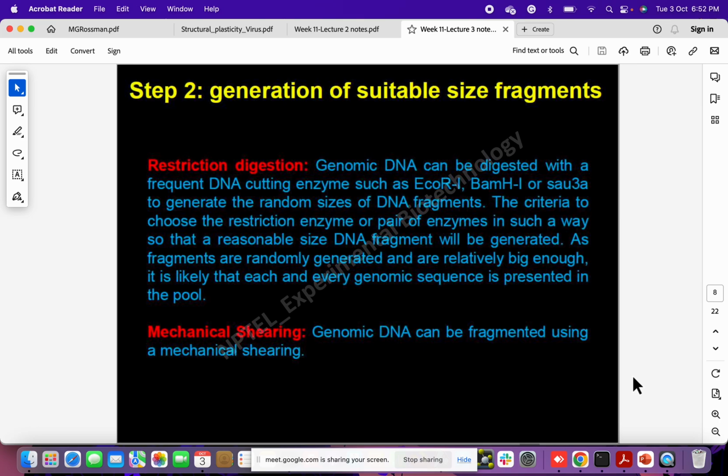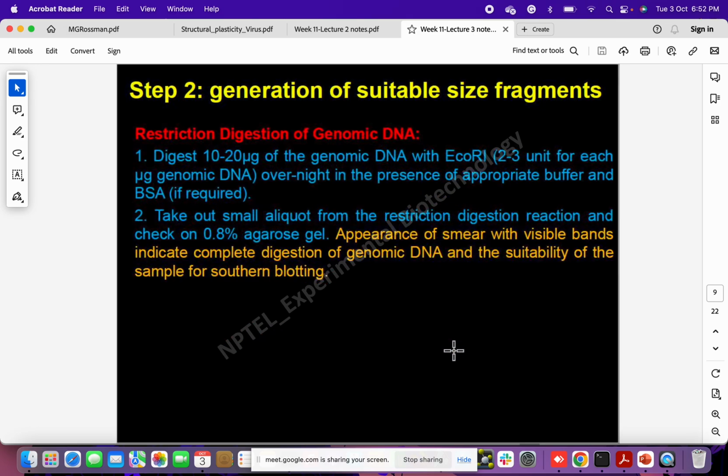Generation of suitable size fragments: restriction digestion. Genomic DNA can be digested with frequent DNA cutting enzymes such as EcoR1 and BamH1 to generate random sizes of DNA fragments. The criteria is to choose the restriction enzyme or pair of enzymes in such a way that reasonable size DNA fragments will be generated. As fragments are randomly generated and relatively big enough, it's likely that each and every genomic sequence is present in the pool. Genomic DNA can also be fragmented using mechanical shearing.